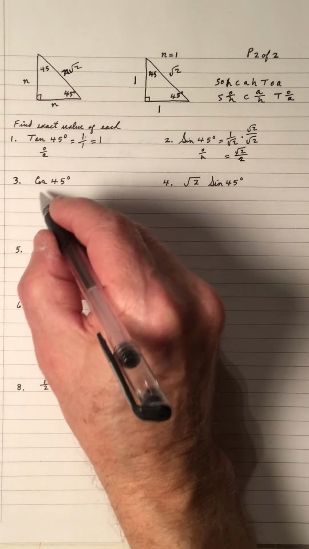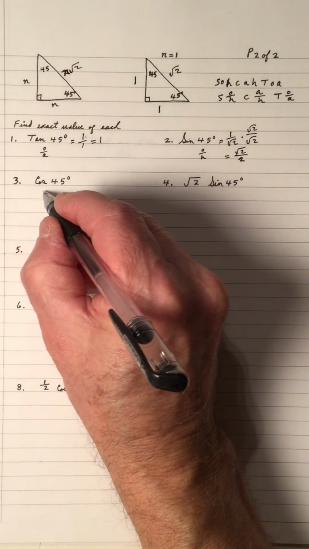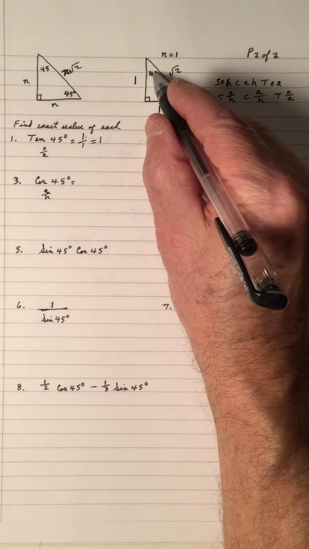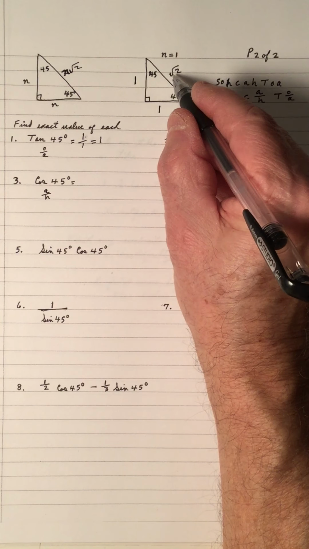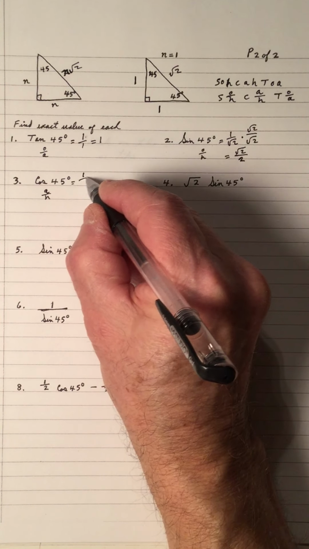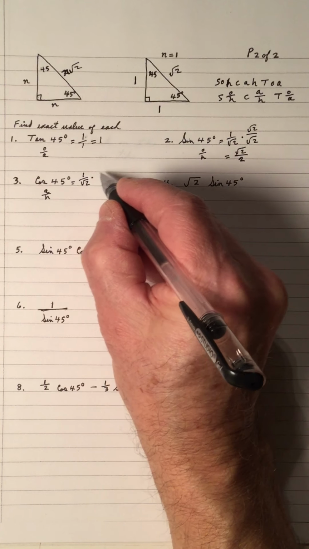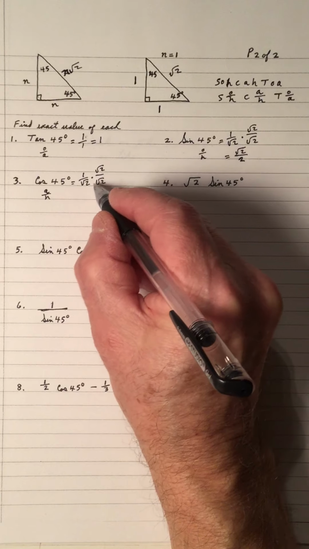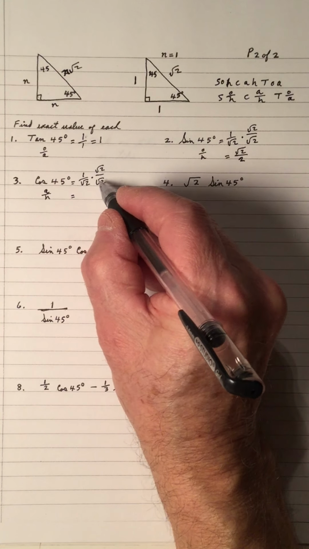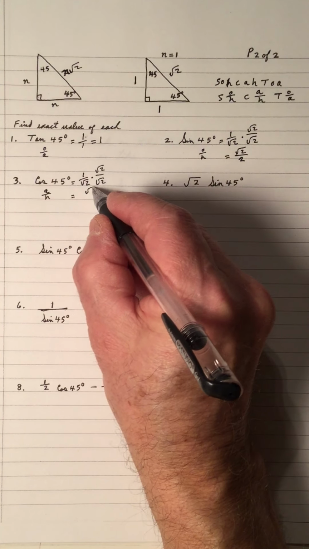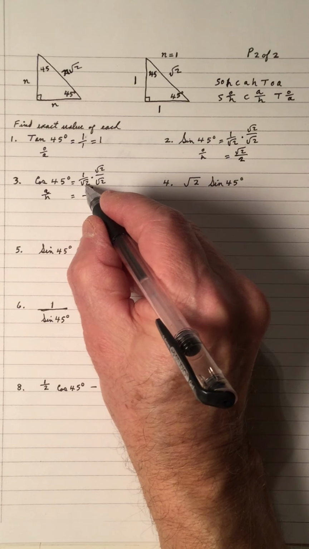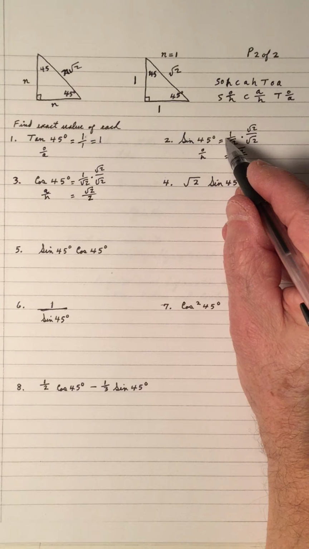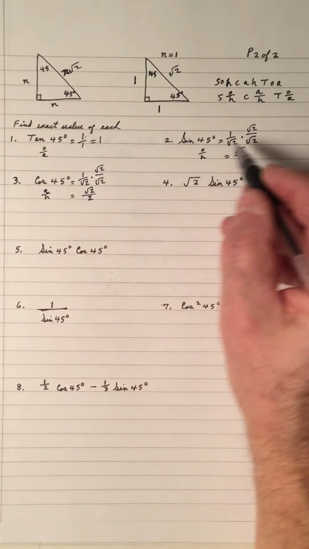The cos of 45. Cos is adjacent over hypotenuse. So that's 1 over root 2. You multiply top and bottom, numerator and denominator, by root 2 over root 2. 1 times root 2 is root 2, and root 2 times root 2 is root 4, which is 2. Notice the sine of 45 and the cos of 45 have the same value.